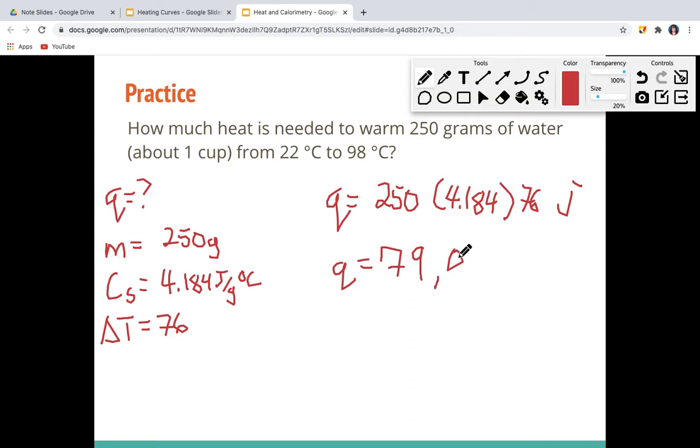And with sig figs, it's just going to be 79,000 joules because I only have 2 sig figs here, 2 sig figs here. Okay, 79,000 joules or 79 kilojoules. If you write in a K, you can knock off 3 zeros from the end. Makes it a little bit neater.